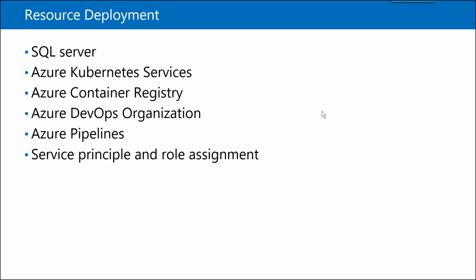For this solution, we will deploy the resources, and these are the list of resources. We will deploy Azure SQL Server. We'll deploy Azure Kubernetes Services with 3-node cluster. We will also deploy Azure Container Registry to host these container images. We will create a DevOps organization. Then we will create the Azure pipelines. There will be two set of pipelines, one for building, another one for releasing. And then we will also create a service principal and role assignment so that Kubernetes can get the permission to access these images from the Azure Container Registry.